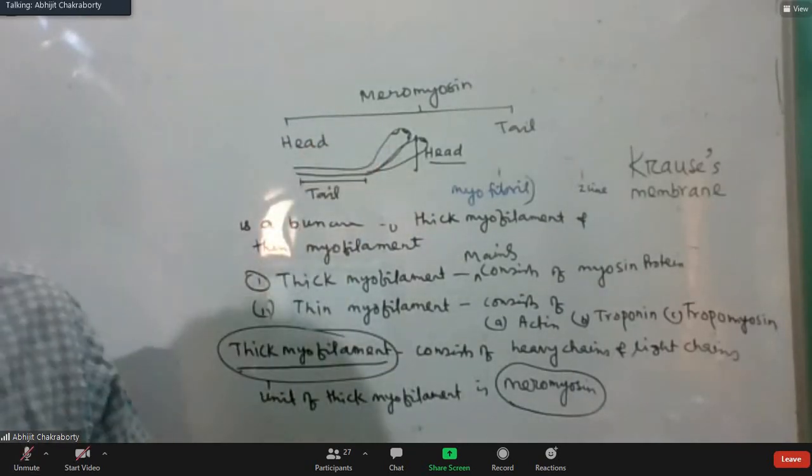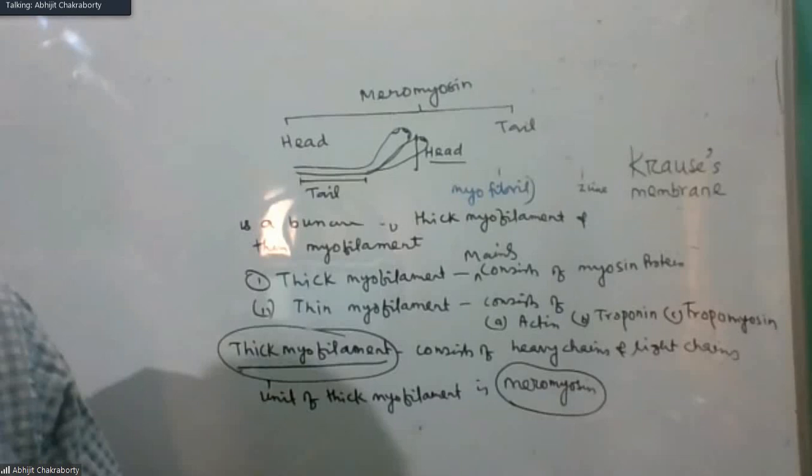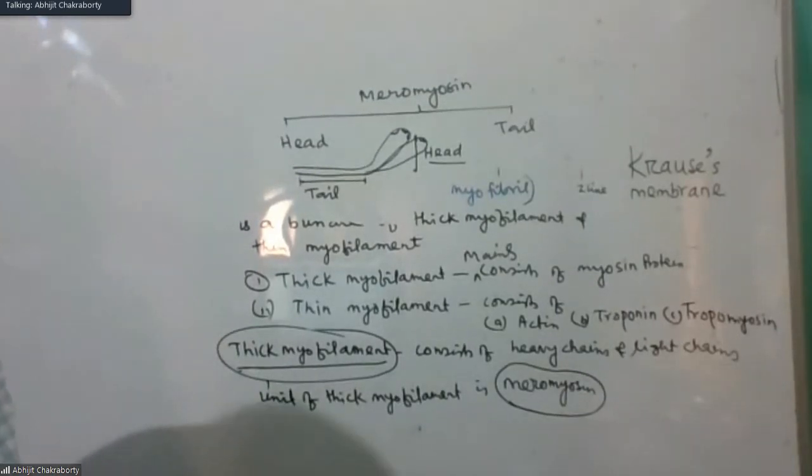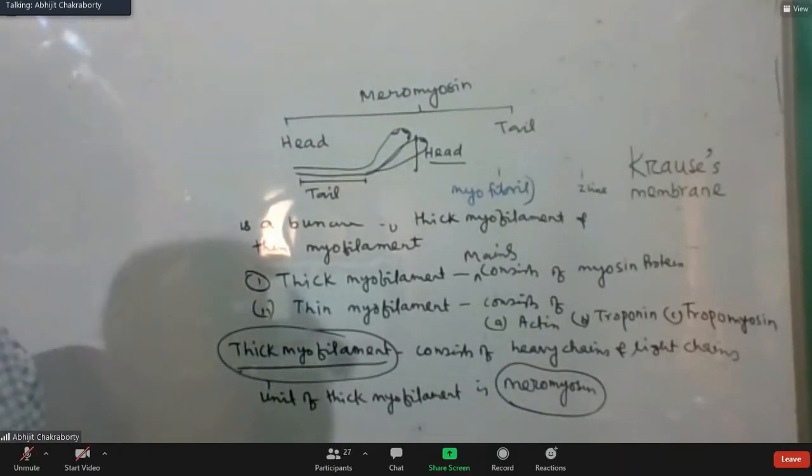Head part actually, that's why it is said head consists of two, there are four light chains.